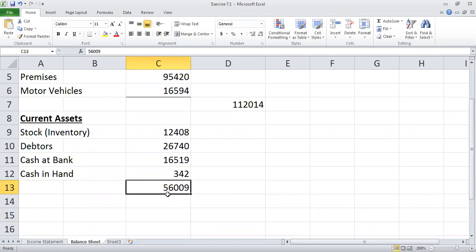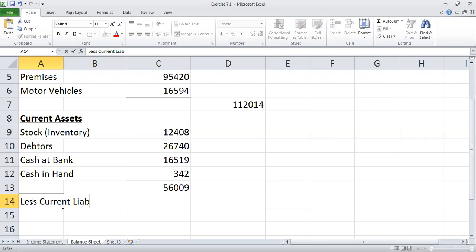All right. Then now you're going to have what? Less current liabilities.